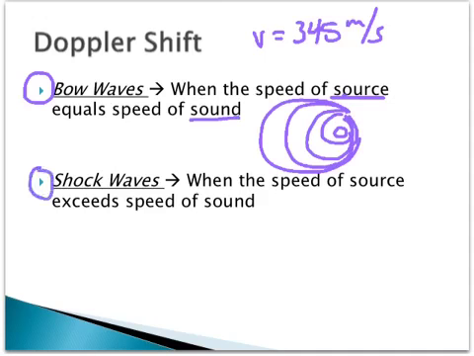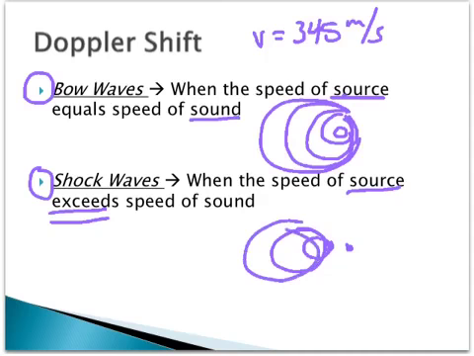And then the last one is shock waves, when the speed of the source exceeds the speed of the sound. So here's the source. Basically what's going to happen is it's going to shoot out sound waves, but the source is going to be moving ahead. It's almost like the source is leaving those sound waves behind it, floating there. And the larger circles represent earlier sound waves. So you're going to get these sound waves that stack on top of each other.